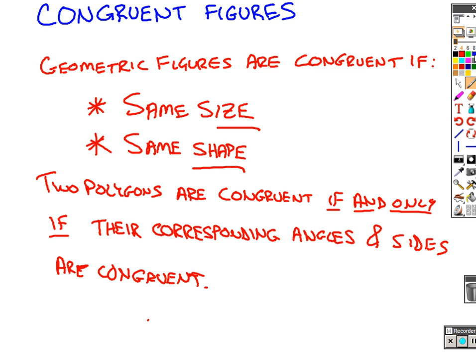Now we can say even further, besides how they look, really we know if they have corresponding angles being congruent and sides being congruent, then we can say that the figures themselves are congruent. You need the entire piece for that to happen. All three sides and all three angles for a triangle.